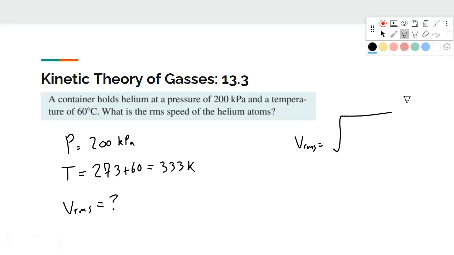V RMS is the root of 3P, and I'll just write the concentration out, N over V, times M. But we don't know most of these things, right? So how do we get N over V and P from what we do know? I guess we know P, but we don't know N over V. Where do we get that?